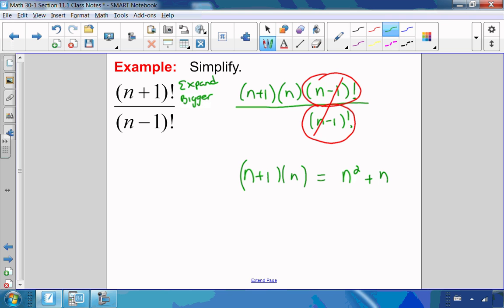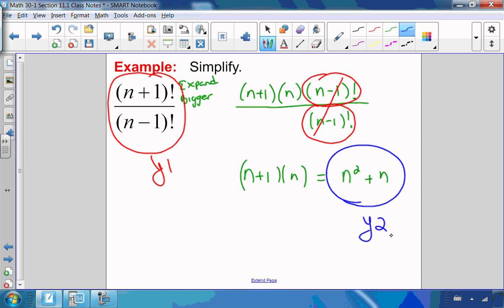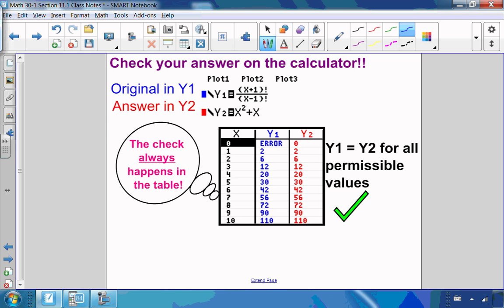Now there's a really neat way of checking things in the calculator. All I have to do is take my original expression and put that into y1. I'm going to put what I think my final answer is into y2, and see if it matches. The check always happens in the table of the calculator. You can see original in y1, answer in y2. I go into the table, and for all permissible values, I see they are equal, so I know I've done the question right.